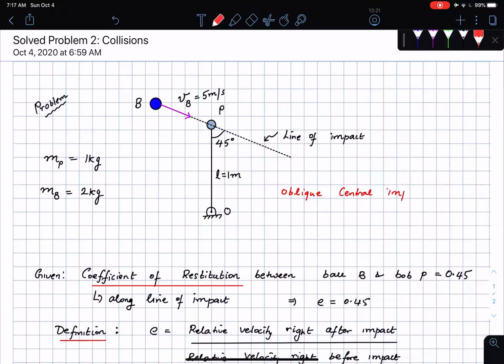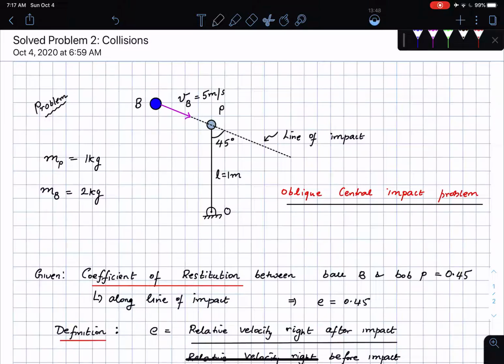Impact problem. Okay, and in terms of the solution strategy, this is going to be pretty much the same as a direct central impact. There is not much of a change here, but it's good to know what type of a problem we are dealing with.